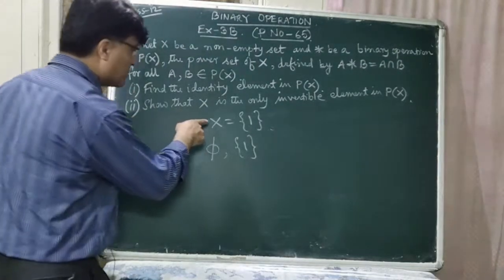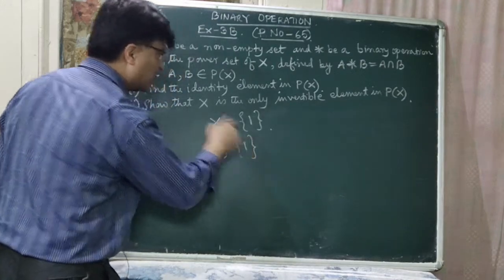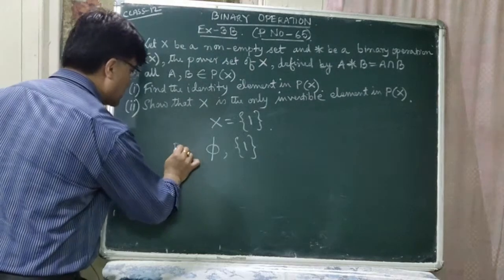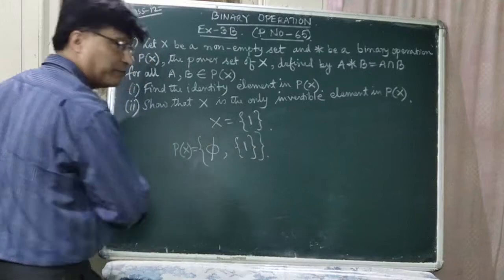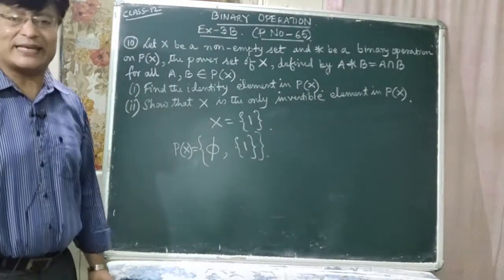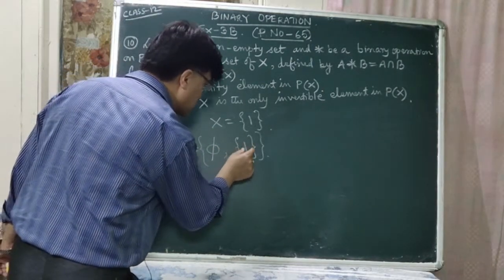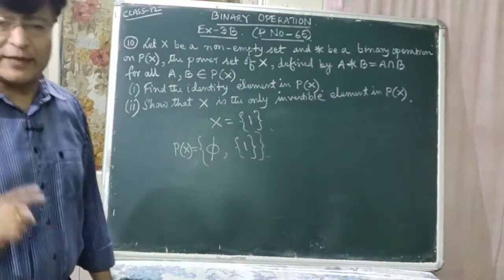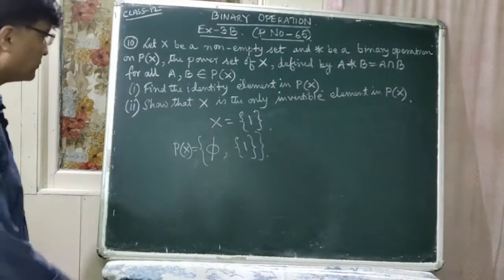So what are the possible subsets of this set X? One is phi and the other one is {1}. Is that clear now? And it is denoted by what? P(X) is equal to, again you put this inside brackets. So P(X) is also a set, but what do we call it? We call it the power set. That is, the set of all possible subsets of the given set X is known as the power set of X. Is that clear? So let us take another example.